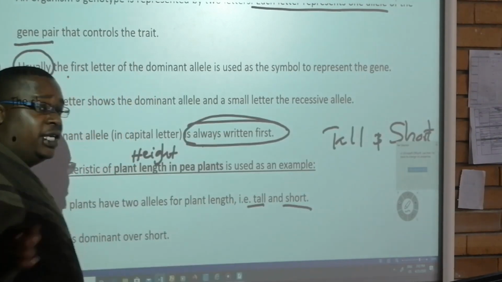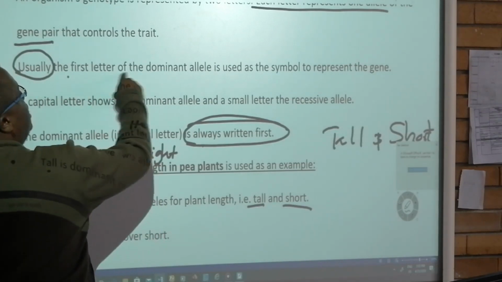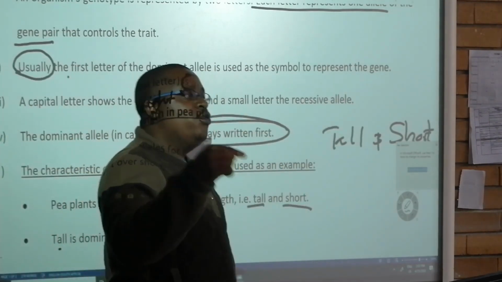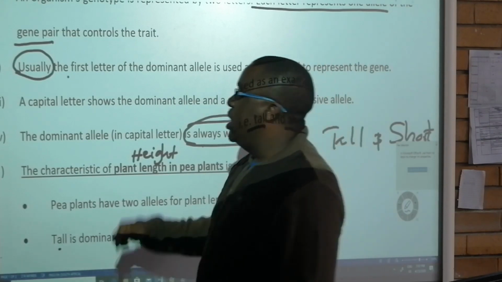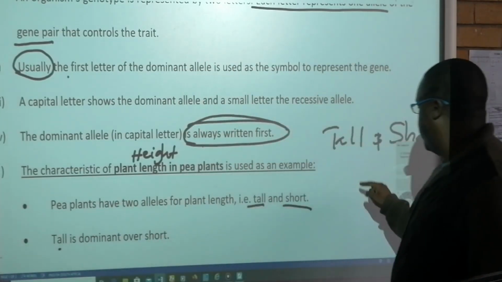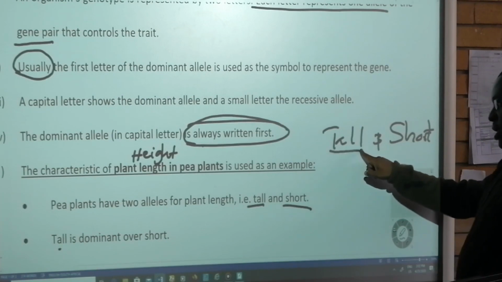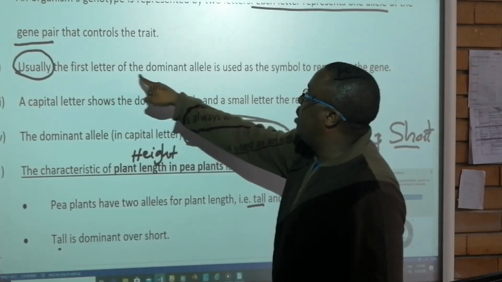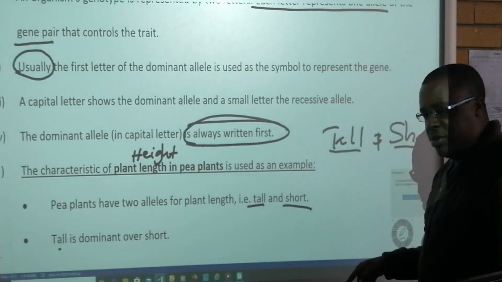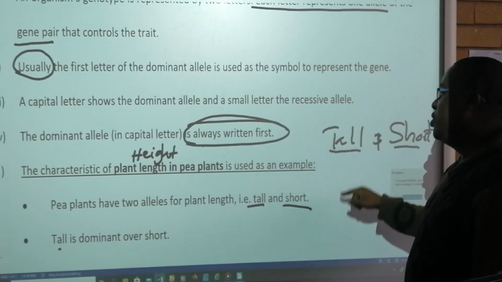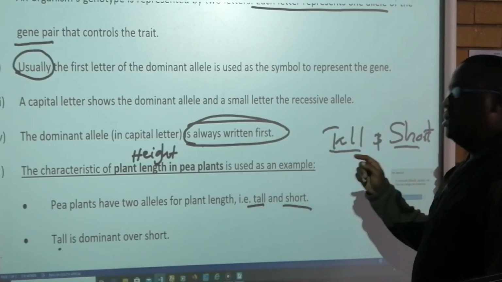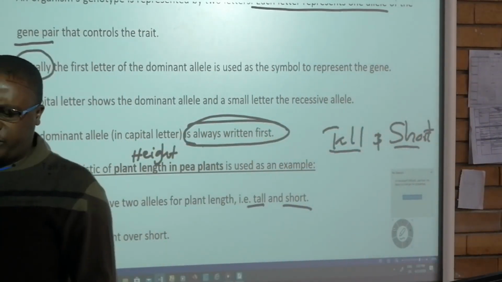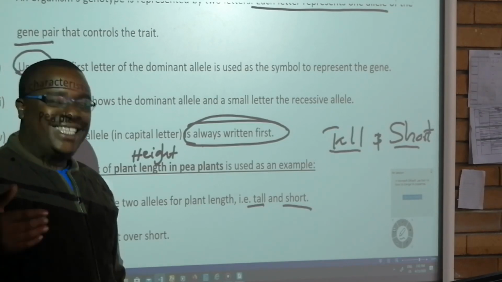Because tall is dominant over short, and the first letter of the dominant allele is used as the symbol to represent the gene, we now know that for us to write the genotype, we are going to take the first letter of the dominant allele. What is our dominant allele? Our dominant allele is tall, so we'll take the first letter being what? Being T. In other words, T is going to be used to denote the genotype.